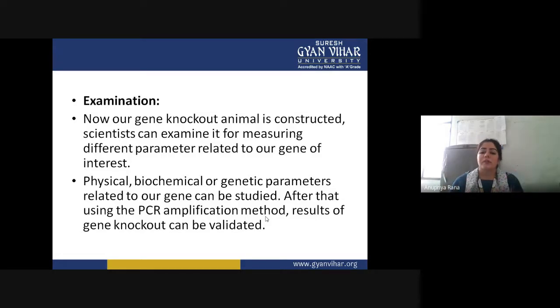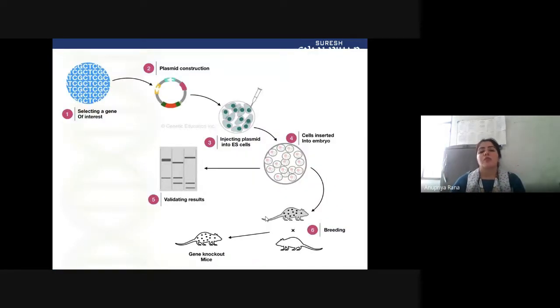Through all these studies, we are able to see how our gene knockout process has taken place. This is a diagrammatic representation of the whole gene knockout method. First, you select a gene of interest. Second, you do the plasmid construction. Third, you insert that plasmid into the ES cells, and after the ES insertion, we grow them. After the selection of the transformed cell, we insert it into the embryo of a mouse. After that embryo, we have a mouse which does not have fur.